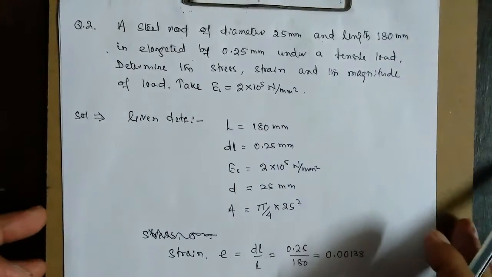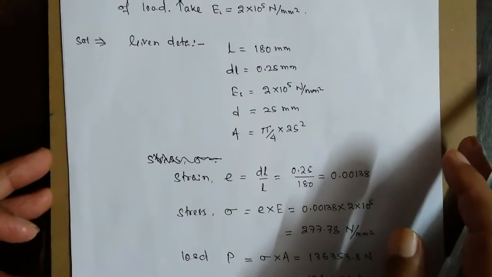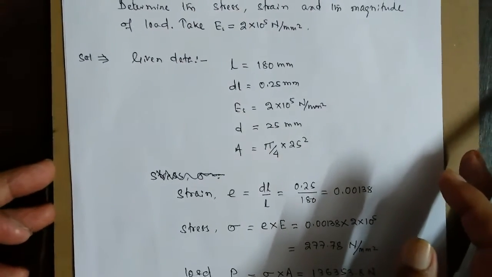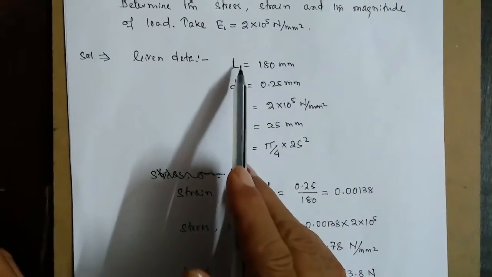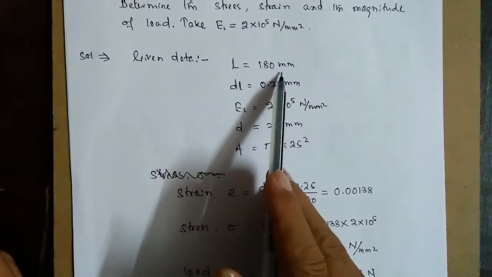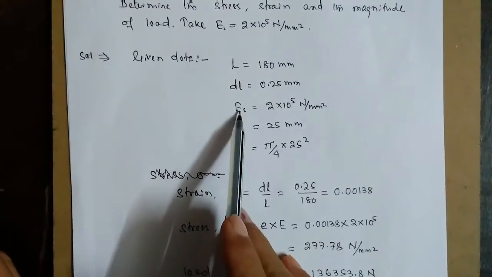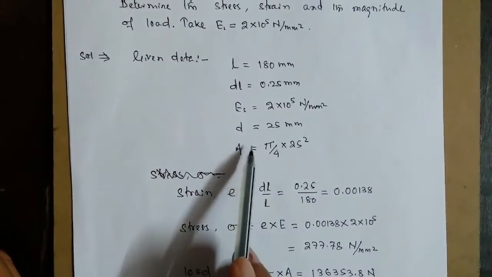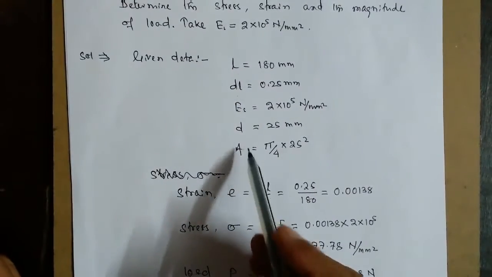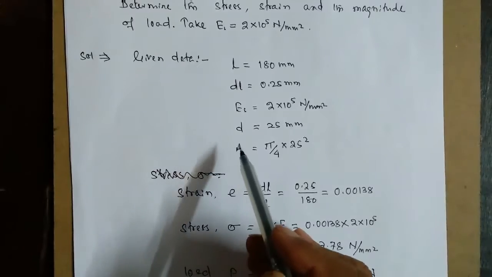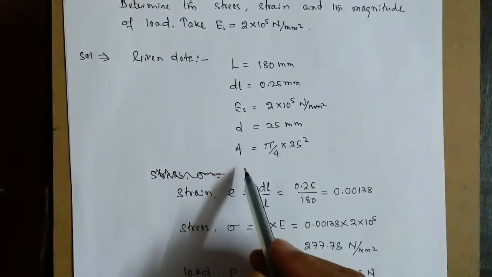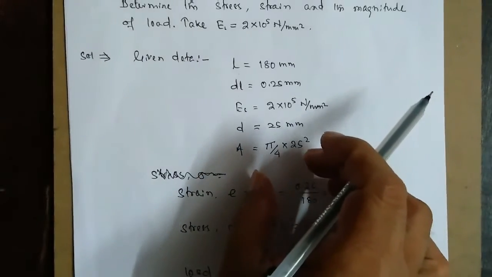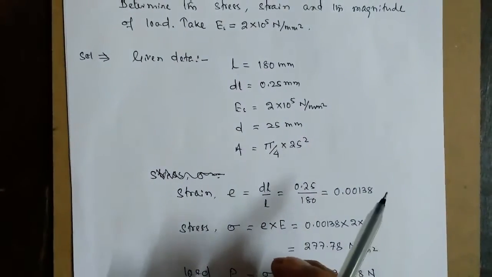So always make it a practice of writing the given data first. Read the question thoroughly and extract the data list. Given data: from the question, collect the data. L is 180, dl is 0.25, E is 2 into 10 power 5. Diameter is given, 25, but in the formula we use area only, we don't use D. So from the diameter we can find the area first. Either you can calculate the area or you can keep it like this, because this pi by 4 into 25 square can be directly put into the formula.